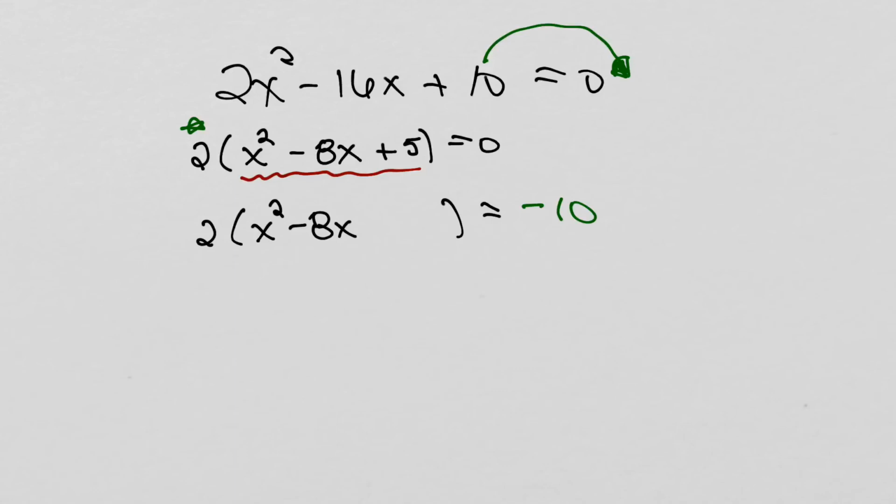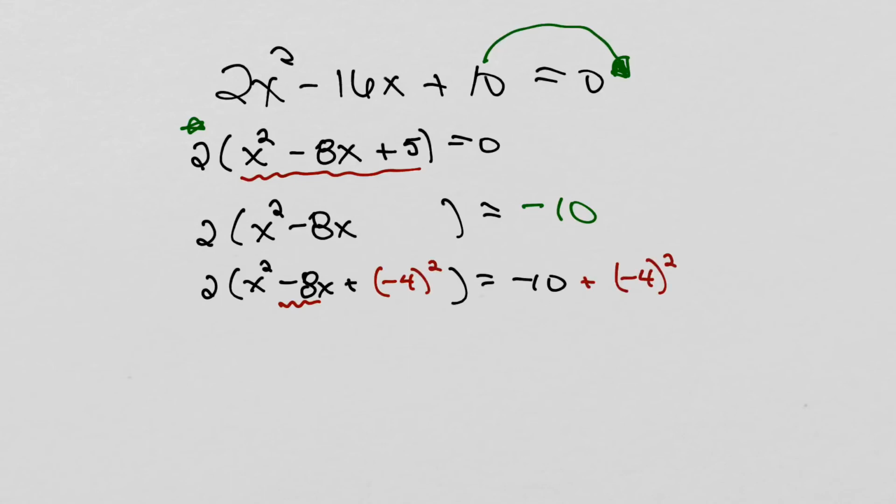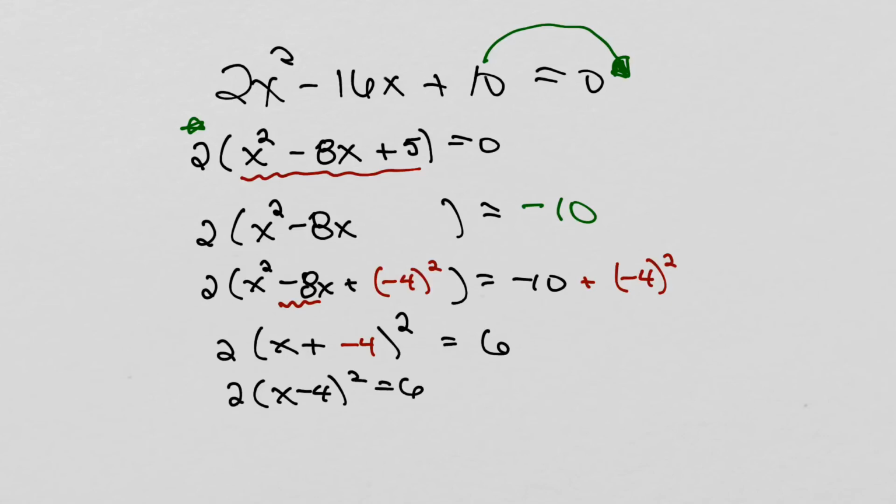Right? So if I want to start completing the square on this thing, what do I need to add in here to complete the square? Well, again, it is half of that number squared. So I will add a negative 4 squared to both sides. And then this will factor in, don't forget your 2, it'll factor into x plus negative 4 squared equals negative 10 plus 16 gives me a 6. So I have 2 times x minus 4 squared equals 6.